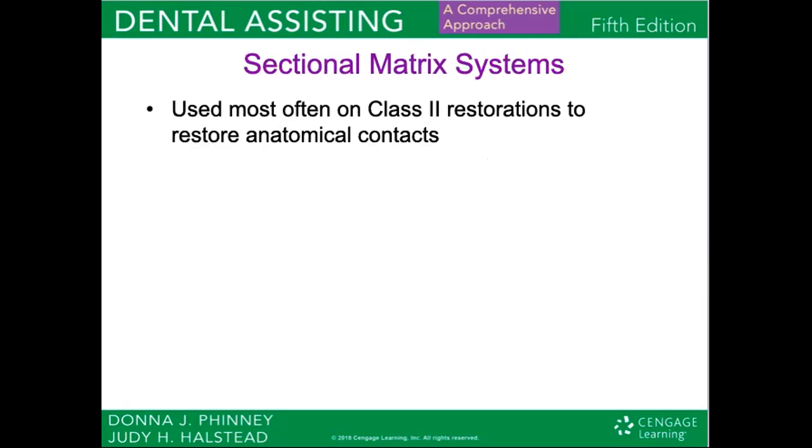There's also something called a sectional matrix system. This is a more modern version of what a Tofflemire matrix system can accomplish. This is usually used on class 2 restorations to restore anatomical contacts. And this is more commonly used for composites rather than amalgams. So we see this in newer offices that have kind of done away with the Tofflemire system. It's kind of archaic if they have a nice sectional matrix system. They're usually a little bit more expensive, but they create nice restorative contacts.